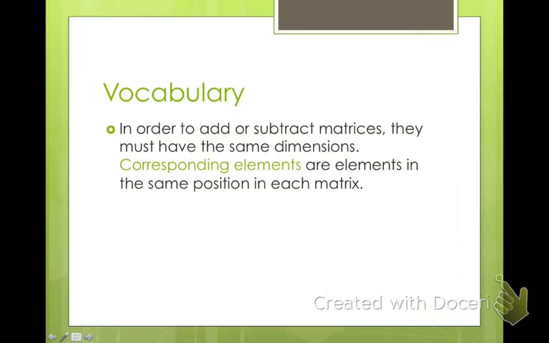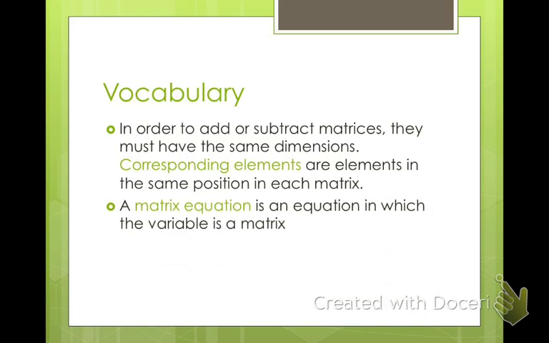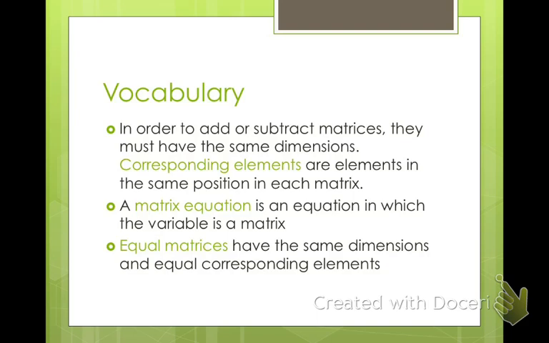So vocabulary. In order to add or subtract matrices, they must have the same dimensions, and corresponding elements are elements in the same position in each matrix. Matrices are kind of like those brackety looking things that have numbers or variables inside of them. And in order to add them, you have to pick the variables or the numbers that are in the same spots. A matrix equation is an equation in which the variable is a matrix. And equal matrices have the same dimensions and equal corresponding elements.